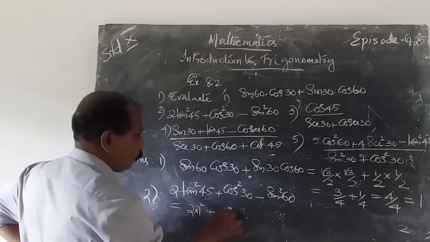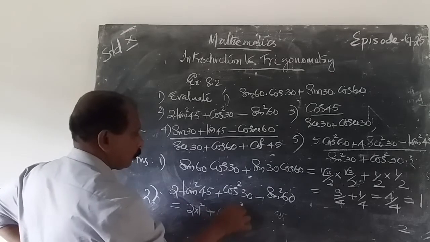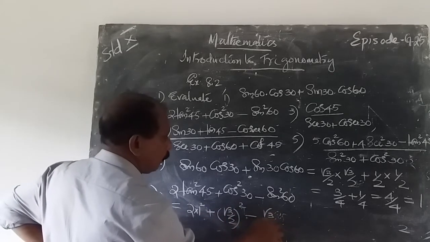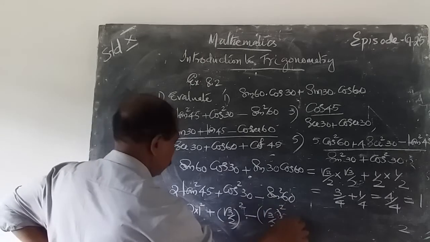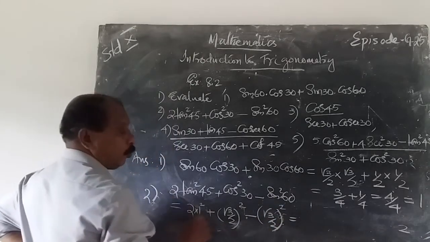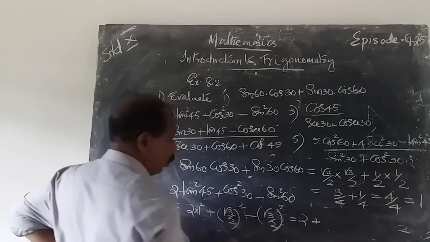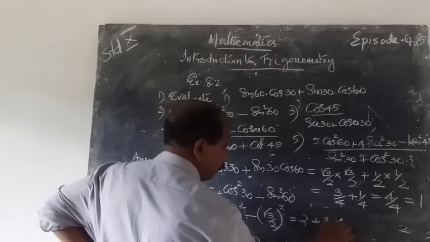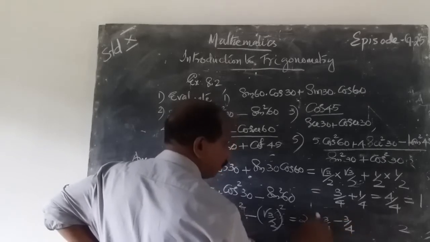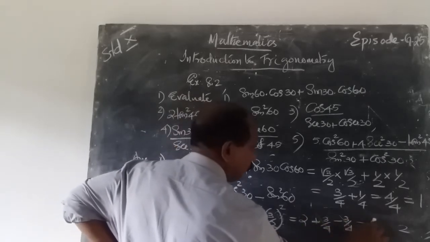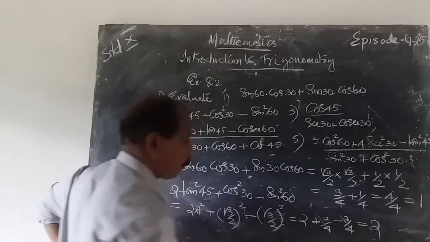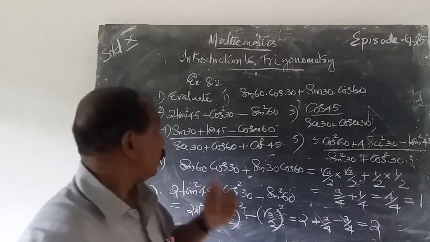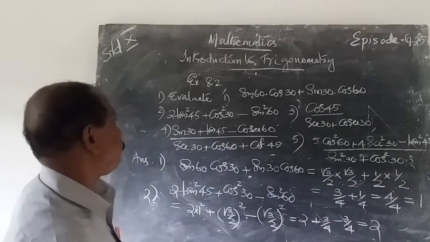Therefore root 3 by 2 the whole square. Sin 60 is root 3 by 2, the whole square. 1 square is 1, so 2 into 1 is 2, plus root 3 square is 3 by 4, minus 3 by 4. 3 by 4 and 3 by 4 cancel. We get 2. That is the second question.